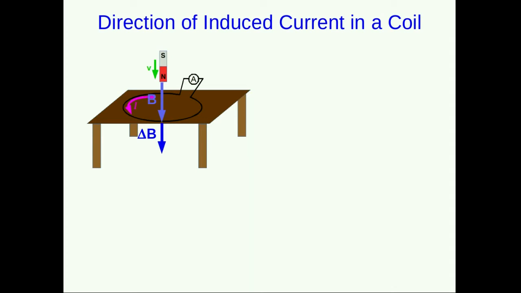But the current that we observe in the coil is in the indicated direction in the diagram, and it produces what we would call an induced magnetic field, which is up out of the coil. In other words, it's in the opposite direction to this delta B.